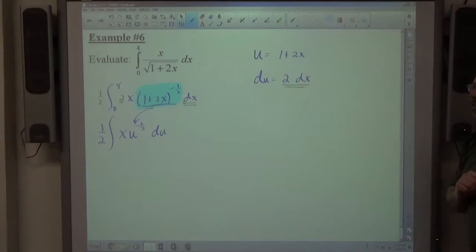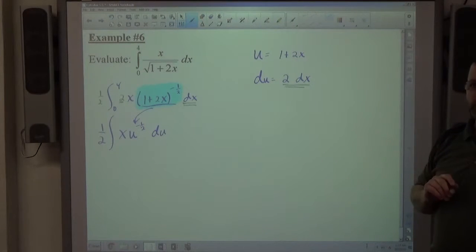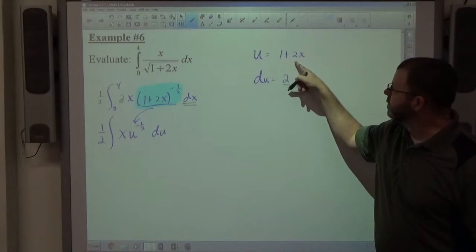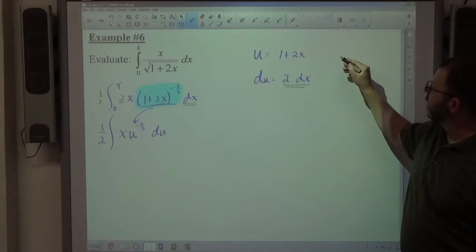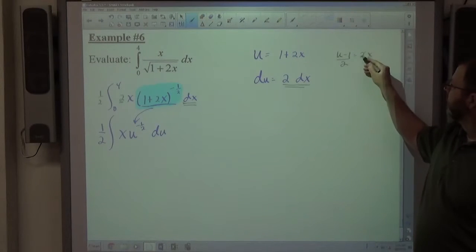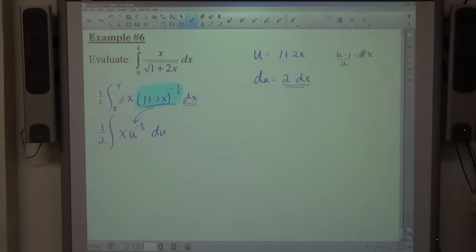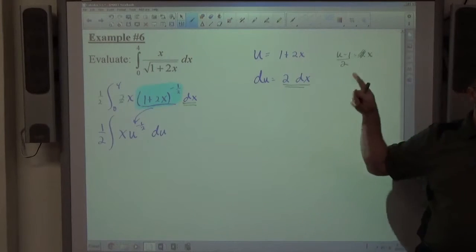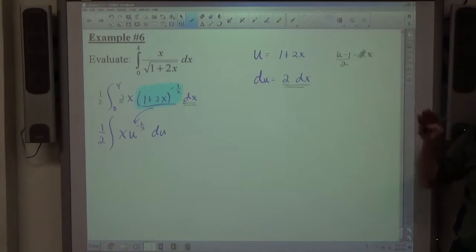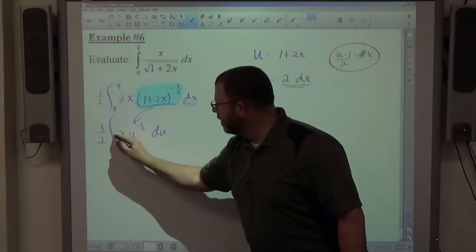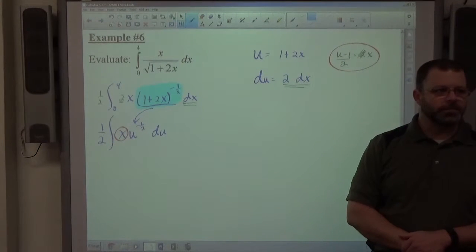How you handle this situation is very simple, usually. Here's the relationship between u and x right here. If I solve this for x, I'm going to get u minus 1 equals 2x divided by 2, right? So x equals u minus 1 over 2. Based on our initial statement that u is equal to 1 plus 2x, we have the ability to solve that for x to get what x equals in terms of u. That means that this expression here can transform that expression there.